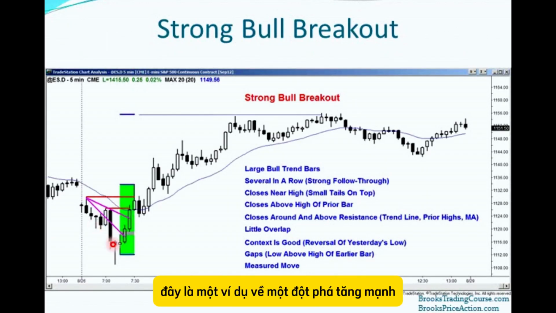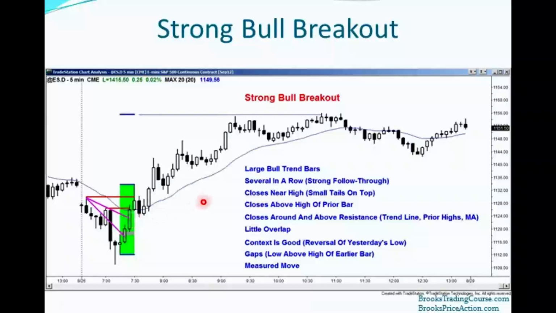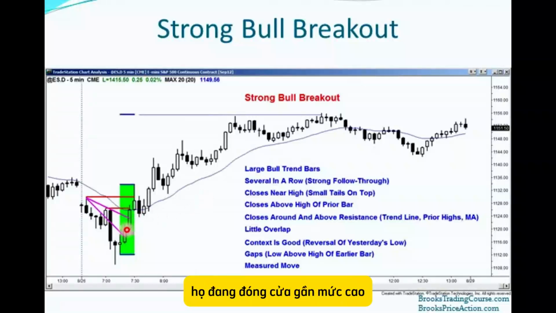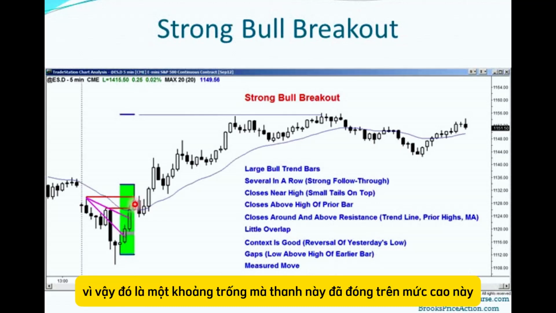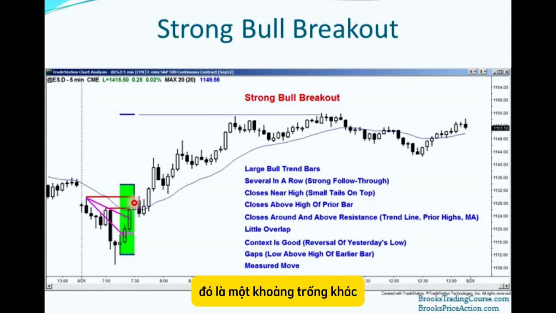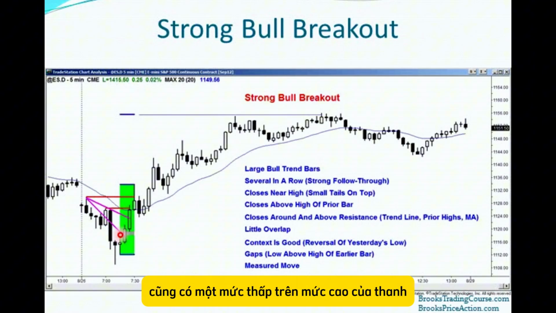Here's an example of a strong bull breakout, and here are some of the characteristics that make you conclude that it's strong. First of all, you have large bull trend bars, and you have several in a row. They're closing near the high. They're closing above the high of the prior bar. For example, this bar closed above the high of this bar. This bar closed above the high of that bar. So that is a gap. This bar closed above this high. That's another gap. There's also a low above the high of the bar before this bull bar. So that is a gap.